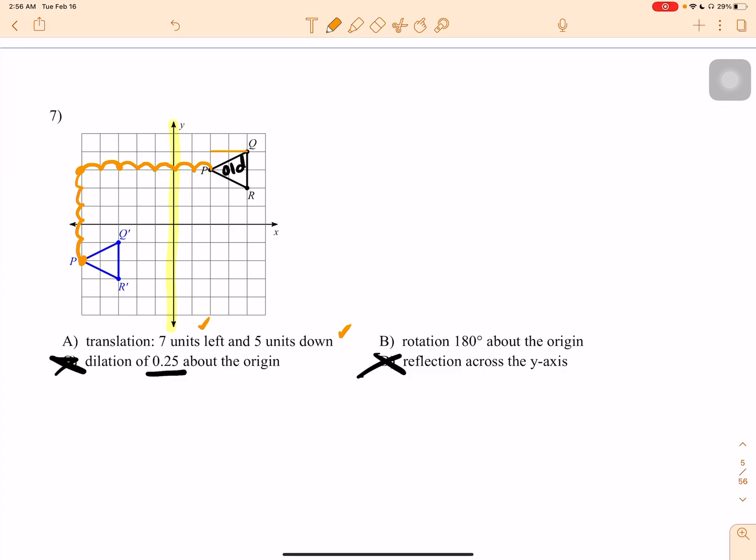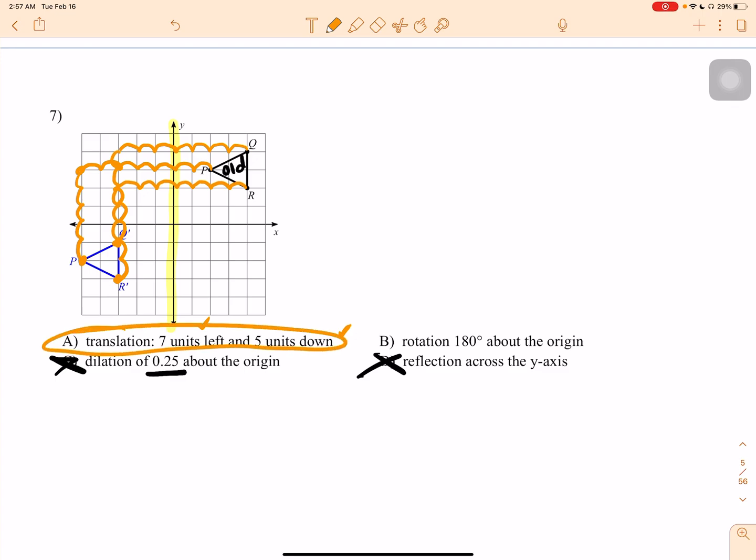1, 2, 3, 4, 5, 6, 7. 1, 2, 3, 4, 5. Yep, I ended up at Q prime. So now let's try R. 1, 2, 3, 4, 5, 6, 7. 1, 2, 3, 4, 5. Yep, R prime. This is a translation.